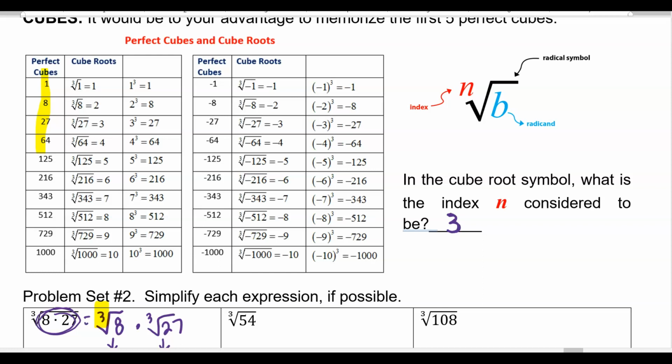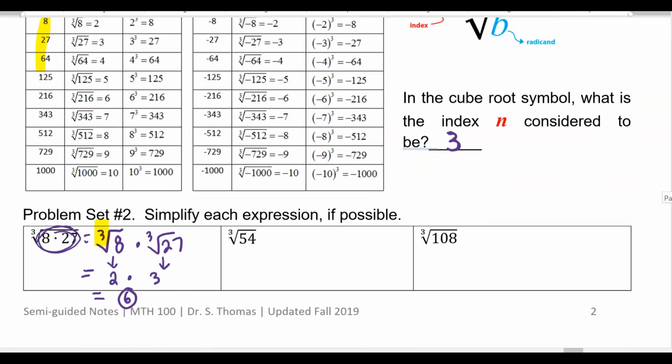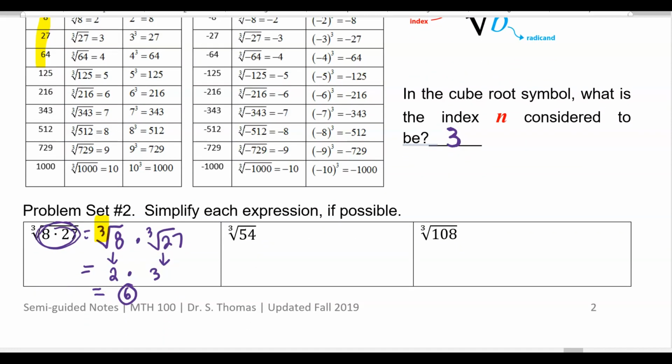Can 27 divide into 54? Yes. So we're looking for perfect cube factors of 54. We can break it down as the cube root of 27 times 2. And then again, you can break this up into 2 radicals according to the product rule of radicals. The cube root of 27 is 3, times the cube root of 2, because you can't break down the cube root of 2. So that is your final answer.